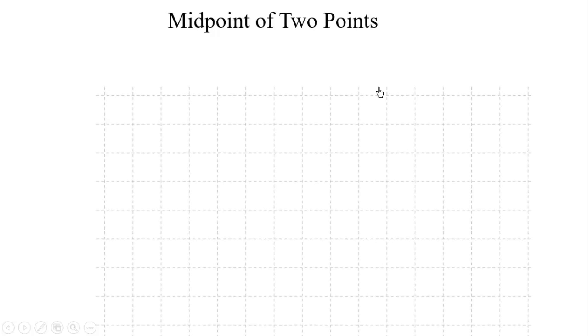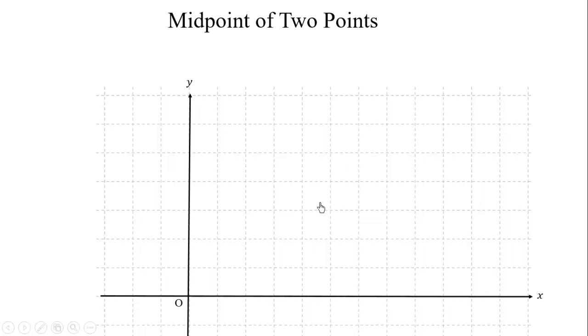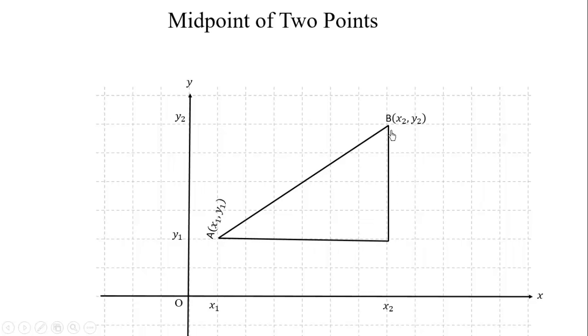Midpoint of 2 points. Now, here is our y and x axis. Then we have our point x1 and y1. Then we also have x2 and y2. Now connecting these 2 points, we have a line segment AB. Now moving from A to B, we move horizontally and vertically, and these two lines are perpendicular to each other.